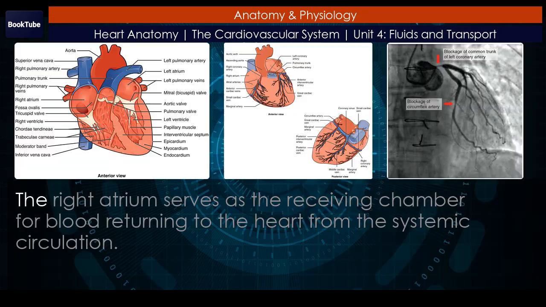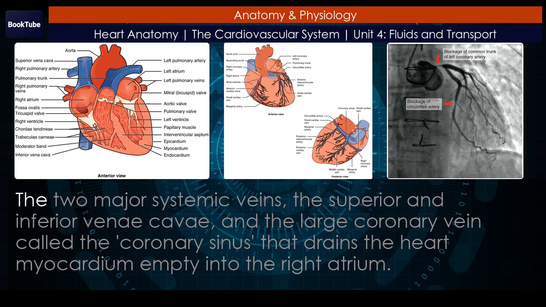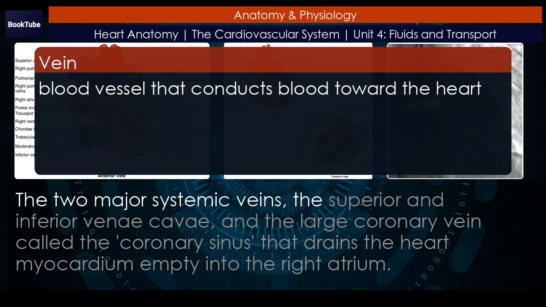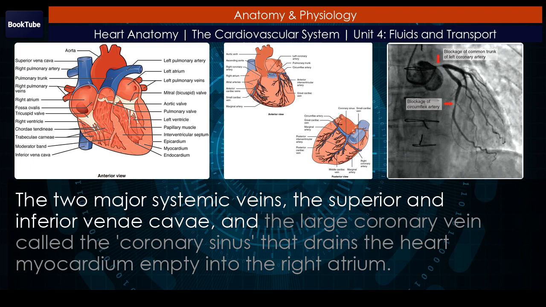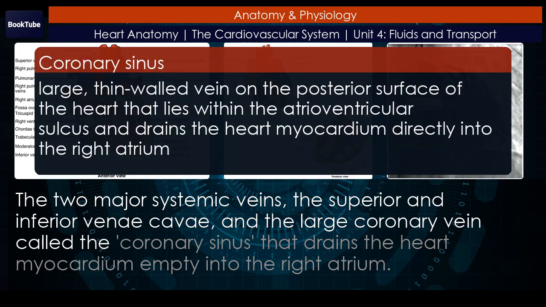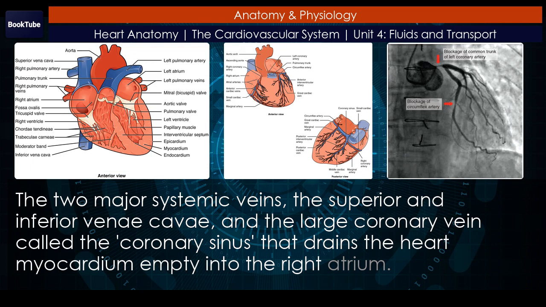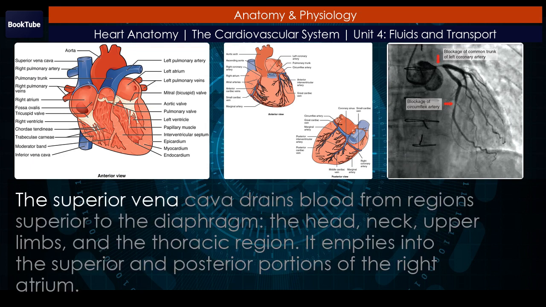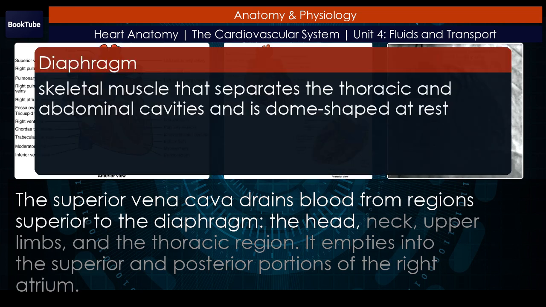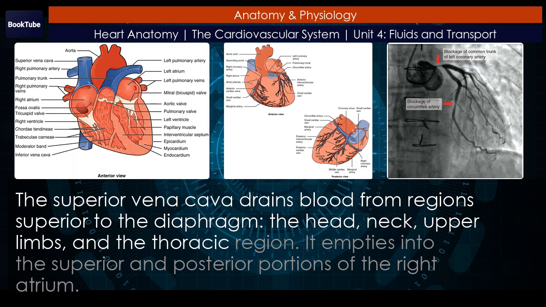Right atrium. The right atrium serves as the receiving chamber for blood returning to the heart from the systemic circulation. The 2 major systemic veins, the superior and inferior venae cavae, and the large coronary vein called the coronary sinus, that drains the heart myocardium, empty into the right atrium. The superior vena cava drains blood from regions superior to the diaphragm: the head, neck, upper limbs, and the thoracic region. It empties into the superior and posterior portions of the right atrium.